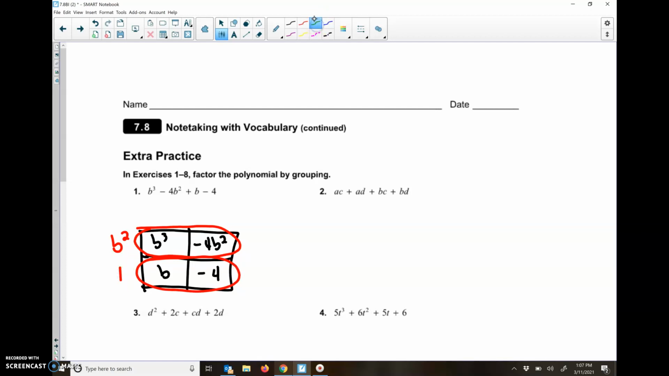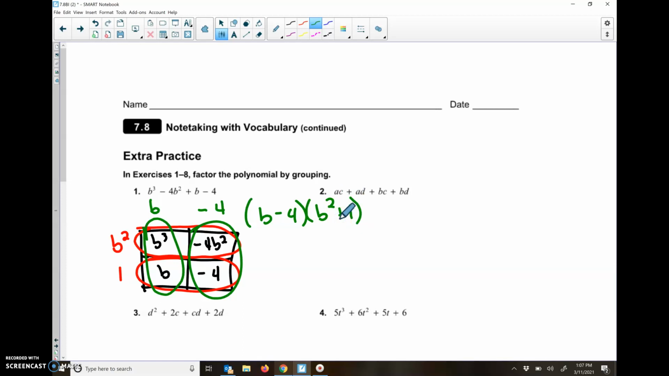Then we're going to do the same thing on top here. Greatest common factor between b and b to the third is just b. And then my greatest common factor between negative 4b squared and negative 4 is just negative 4. And that's pretty much what we do. That's our answer. Our parentheses are going to be b minus 4, and then b squared plus 1.